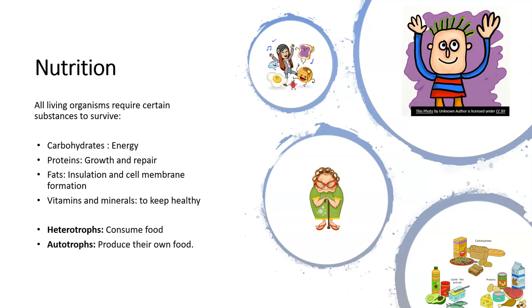There are two different ways that our organisms can obtain this nutrition. Heterotrophs consume foods, so most of our animals are heterotrophs. Autotrophs produce their own food. All plants are autotrophs. You will say, what about that Venus flytrap? But the Venus flytrap only gets vitamins and minerals from the flies it captures. The actual plant is an autotroph.